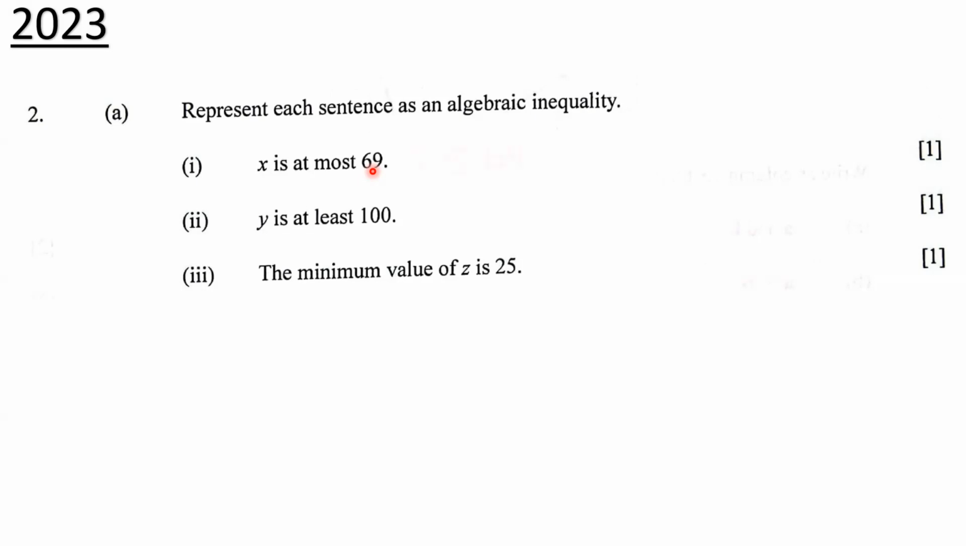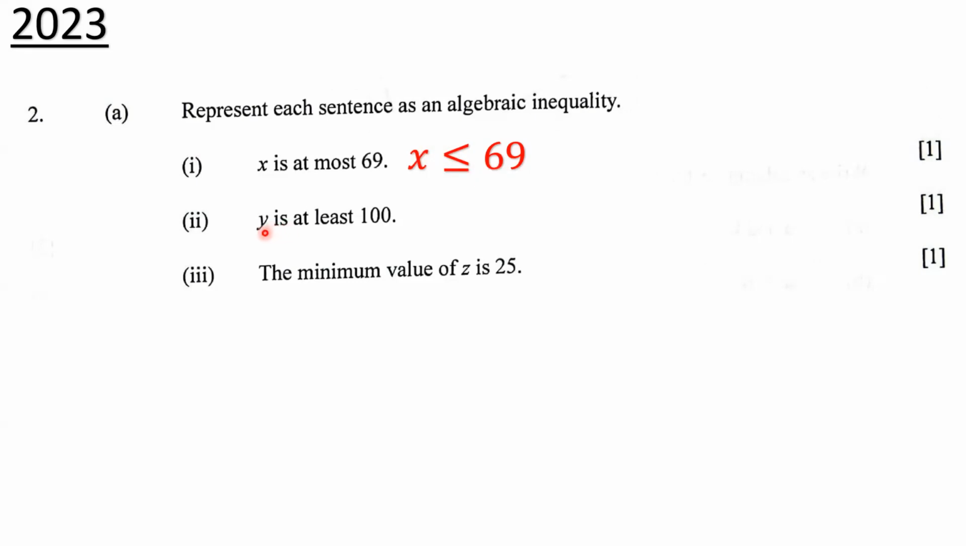And so the way that we represent that as an inequality is that x is less than or equal to 69. What does that mean? That means that x could be equal to 69, but that's the highest it could be, right? Can it be lower than 69, which means it could be 59, it could be 49, it could be 21. Yes, x could be lower than 69, but it cannot be higher than 69, but it could be equal to 69. So that's how we write it. x is less than or equal to 69.